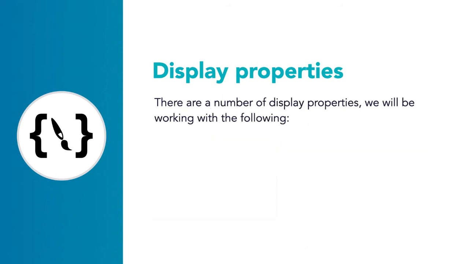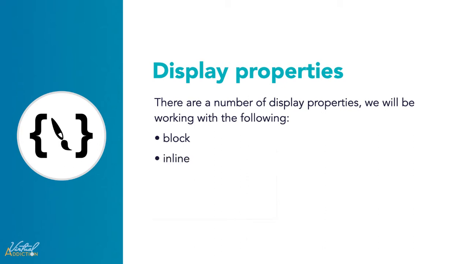There are a number of display properties. For now, we'll be working with the following. Block level elements always stack on top of each other. The width is as big as they can be based on the parent element, and you can add padding and margin on all four sides of a block level element. Examples of block level elements are things like divs, paragraphs, and heading elements.